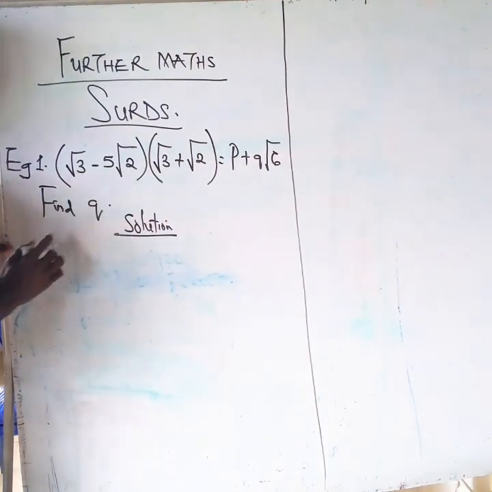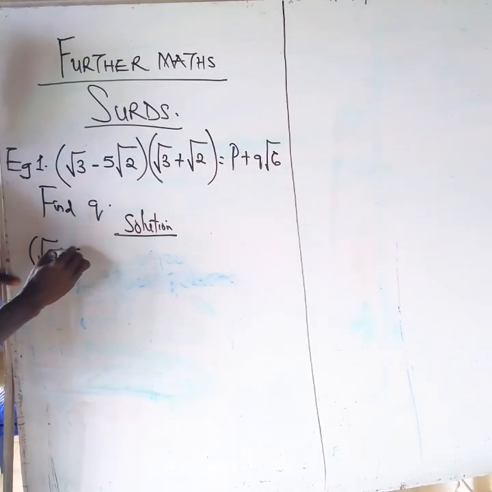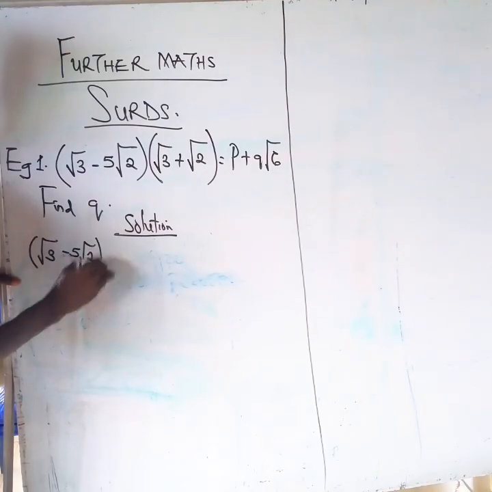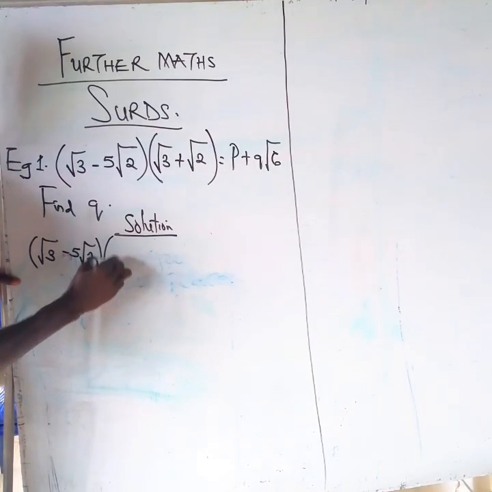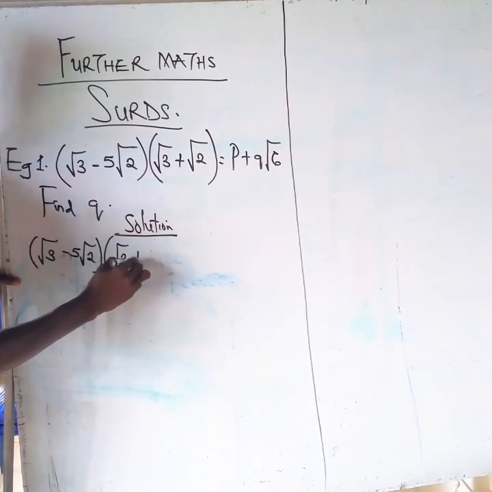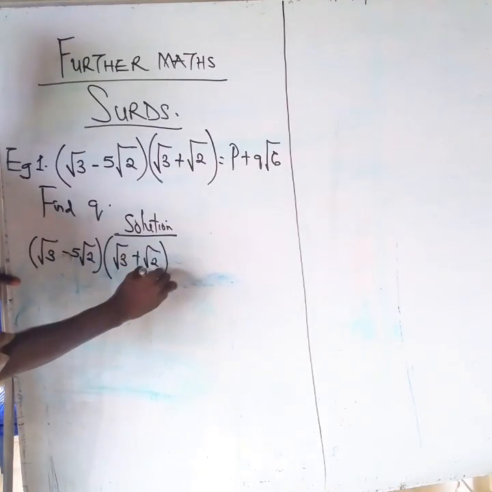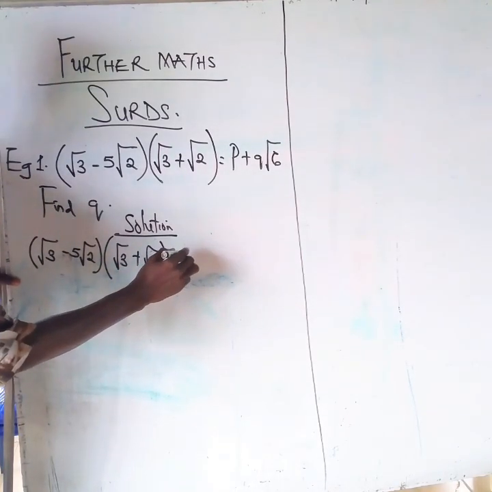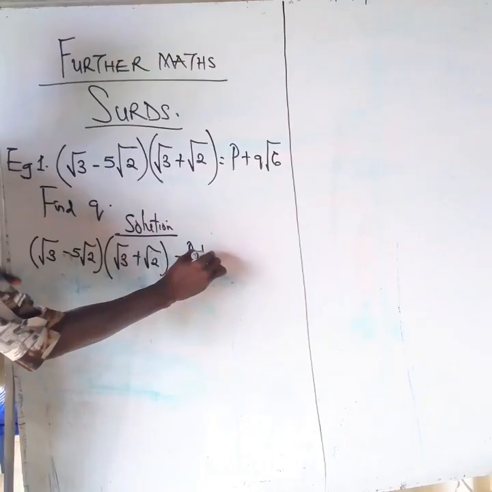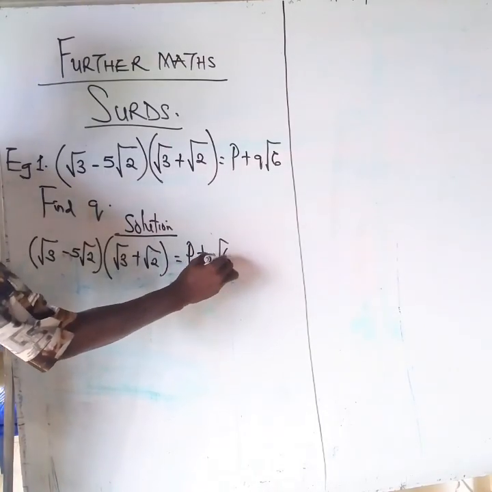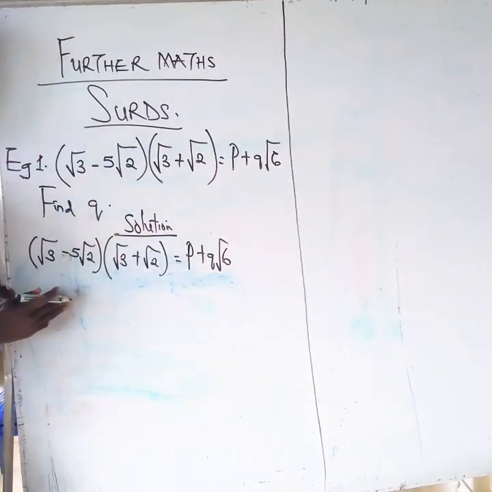So what do you do? You have the solution. You're going to expand the two brackets. You have root 3 minus 5 root 2, and root 3 plus root 2, all equal to p plus q root 6. Now you're going to expand the bracket.